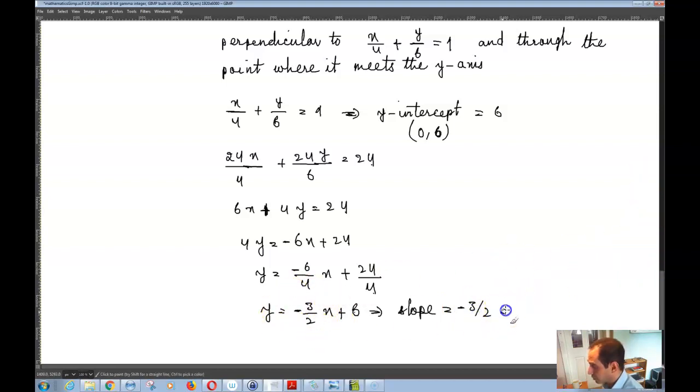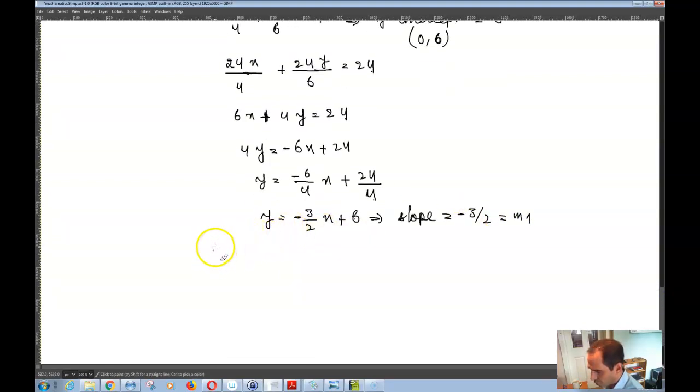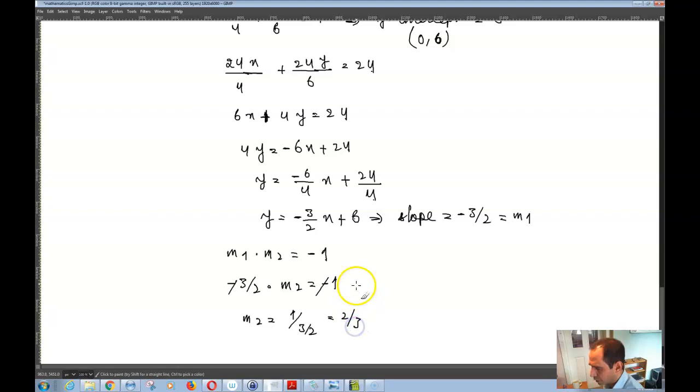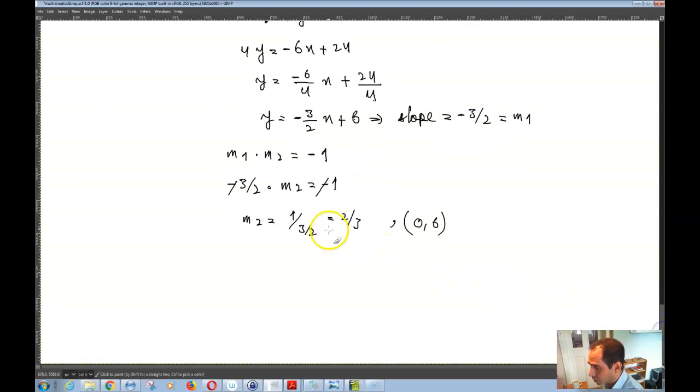That means that the slope over here is equal to negative 3/2. Now if I call this m1, and the slope of the other line m2, since the two lines are perpendicular, we know that m1 times m2 is equal to negative 1. That means negative 3/2 times m2 is equal to negative 1. Cancel these two out. m2 is equal to 1 over 3/2, which is equal to 2/3. So the slope of the line is 2/3, and this is one point on the line, 0, 6. So you can simply write an equation for the line.